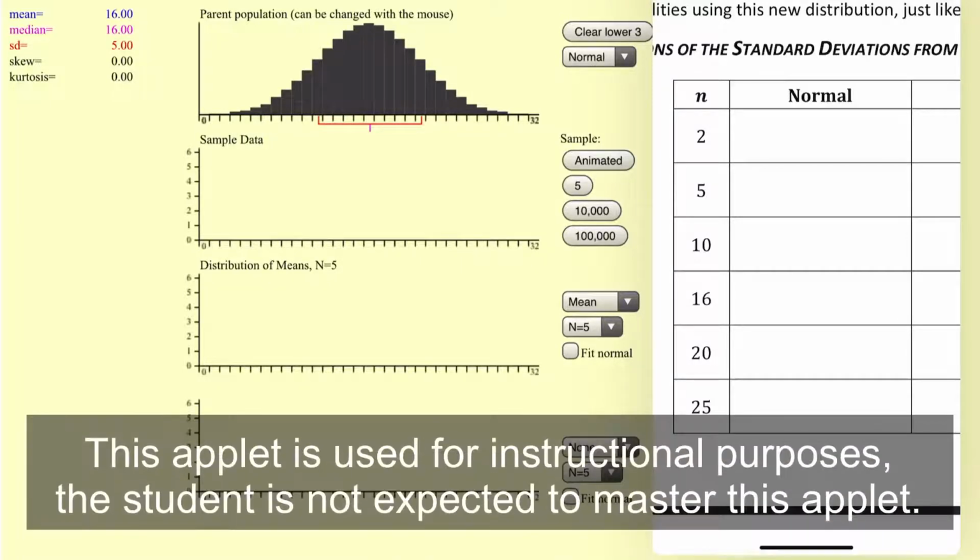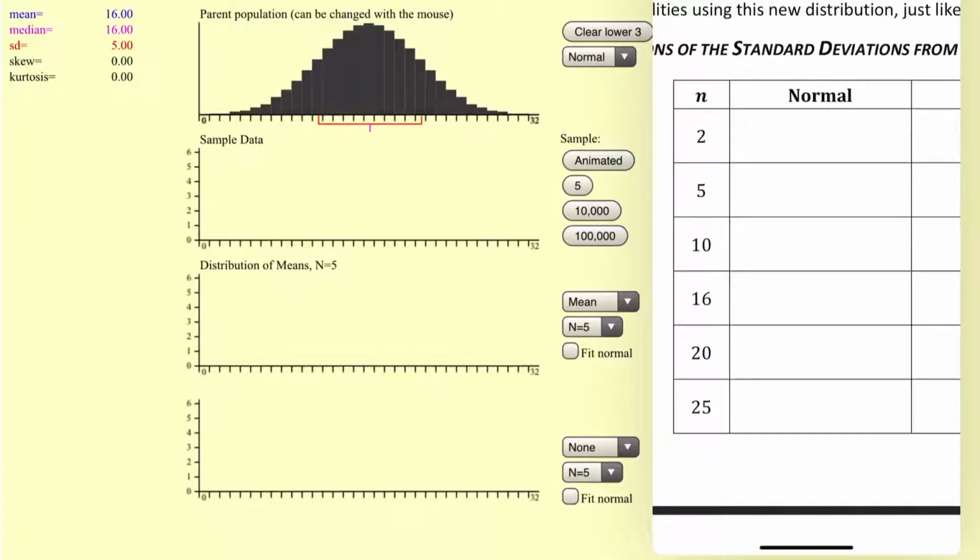To your left, you should see an applet. I'll have the link to this applet in the description below. At the top of the applet, we have a normal model curve. In a moment, I will take some random samples from this curve, and we'll then calculate the mean and start graphing that. So let's see what happens.